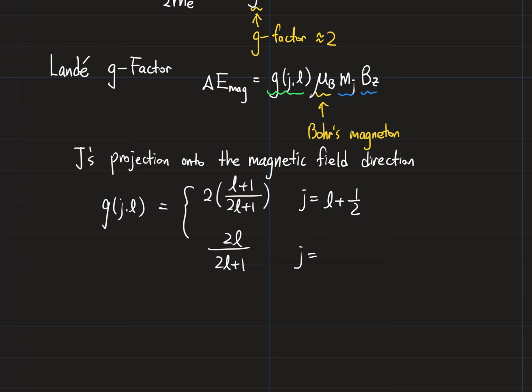So this is for J equal to L minus 1/2. So this is the orbital angular momentum coupled with the down spin, the beta spin. Okay, and so we don't need to memorize the derivation right now. But we must know the values for our specific states.